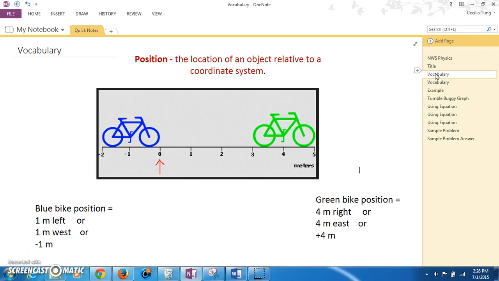Position. The position is the location of an object relative to a coordinate system. Here we have a one-dimensional coordinate system with two bicycles. The red arrow indicates the origin of the coordinate system.